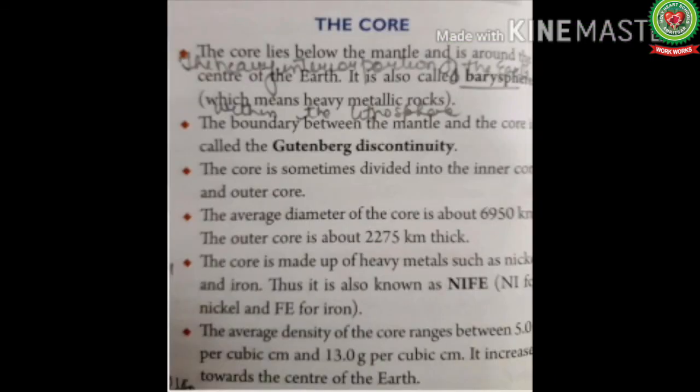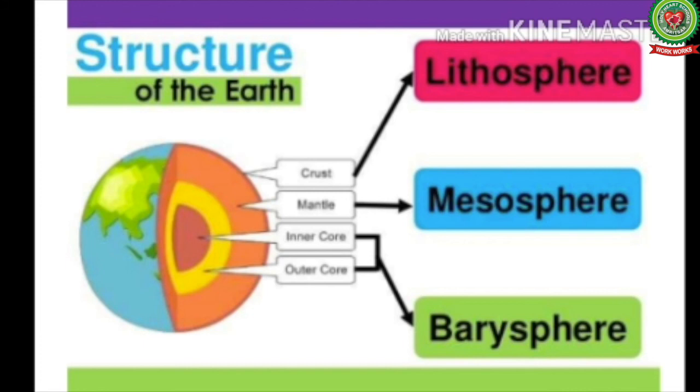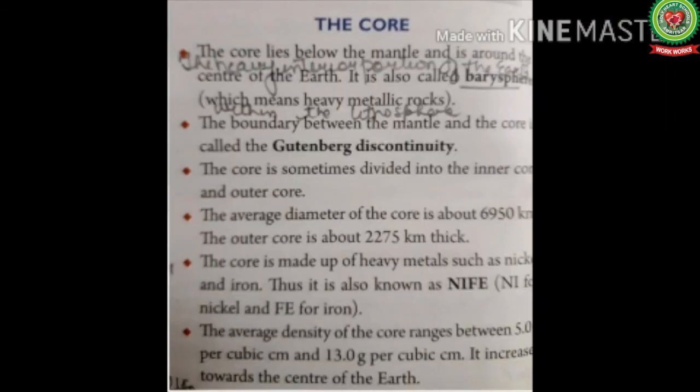So now let's start with its reading. The core. The core lies between the mantle and the center of the earth. It is also called barysphere. Barysphere means the heavy interior portion of the earth within the lithosphere, because it is made up of heavy metallic rocks. The boundary between the mantle and the core is called the Gutenberg discontinuity.